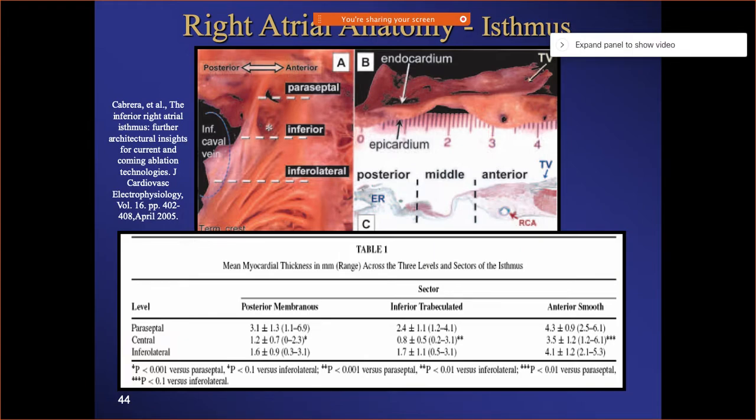Further, he was able to show that the thickness and structure of the right atrium isthmus differs as you move along the tricuspid annulus to the eustachian ridge. At the TA, it is the thickest and muscular, and in the middle, it is thinnest and membranous. And the posterior part has pectinate muscles and is also thicker than the middle.